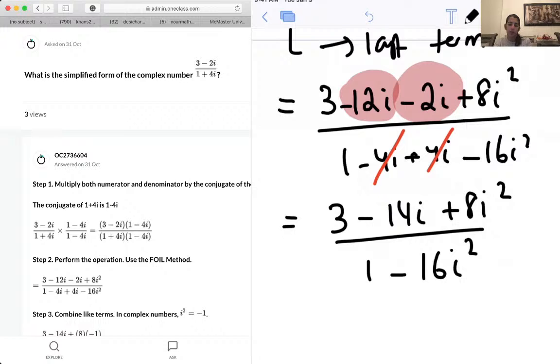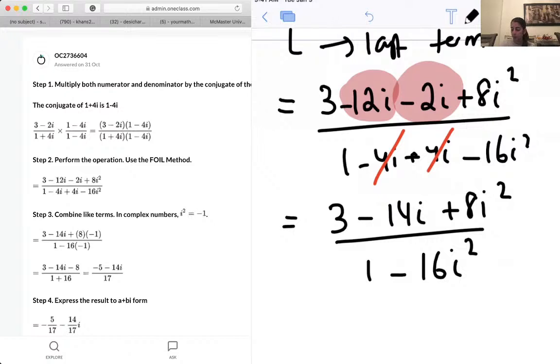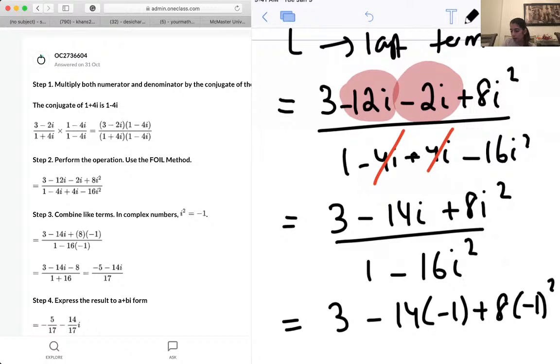In complex numbers, i squared is equal to negative 1. So we can substitute that in: 3 minus 14i plus 8 times negative 1, over 1 minus 16 times negative 1.